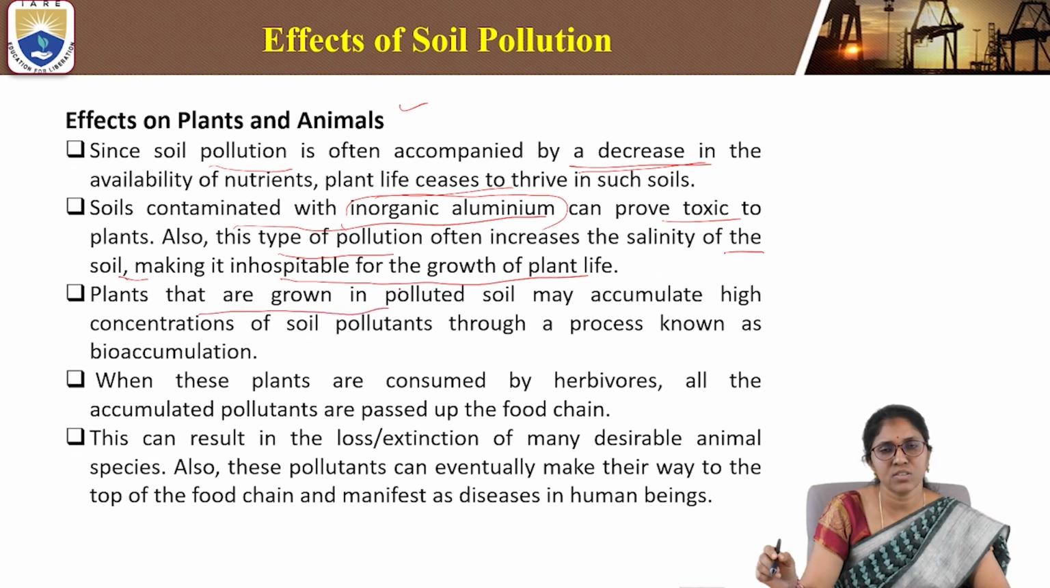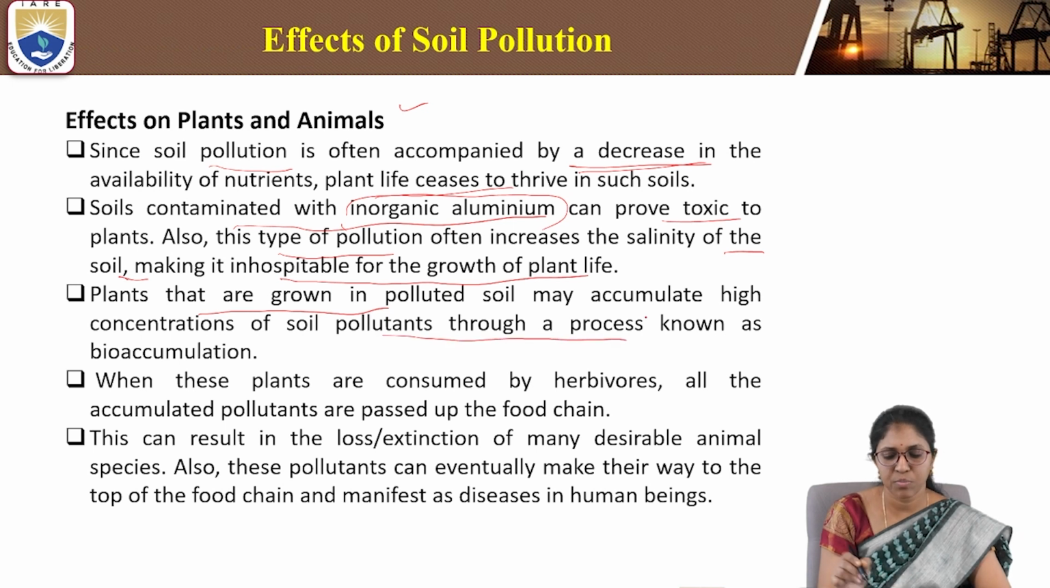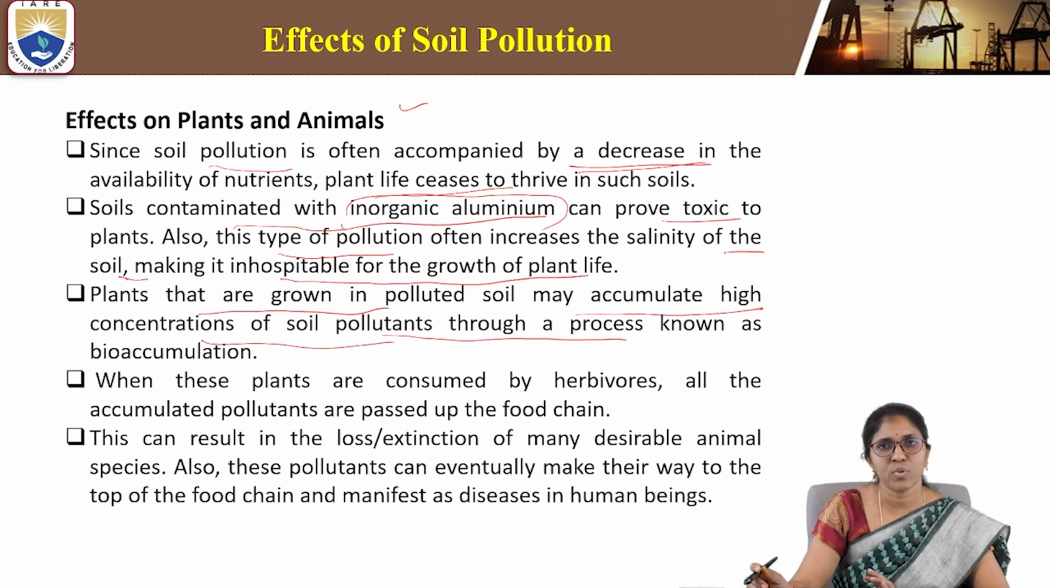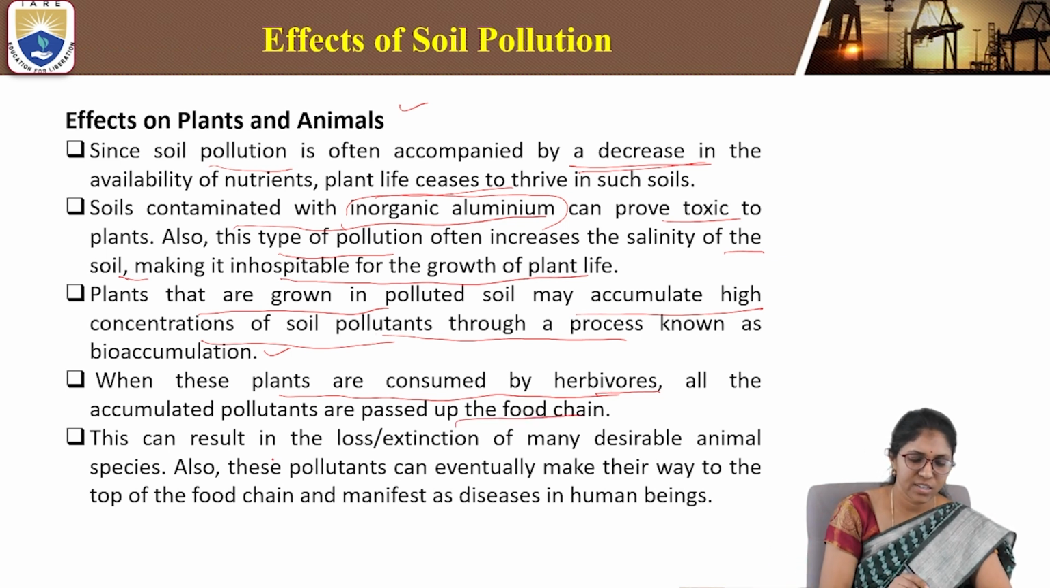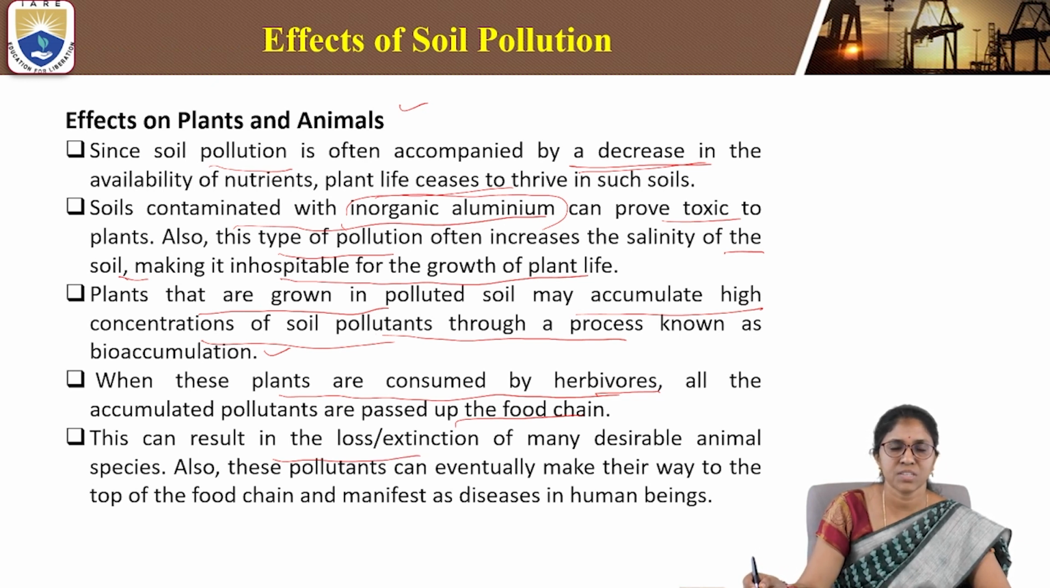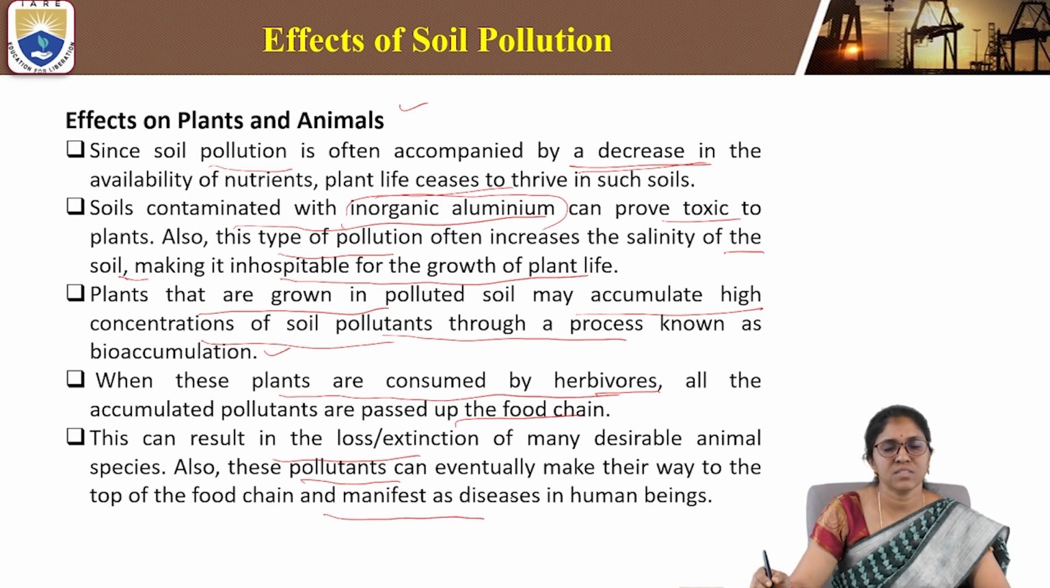Plants that are grown in polluted soil may accumulate high concentrations of soil pollutants through a process known as bioaccumulation. When these plants are consumed by herbivores, all the accumulated pollutants are passed up the food chain. This can result in the loss or extinction of many desirable animal species. These pollutants can eventually make their way to the top of the food chain and manifest as diseases in human beings.